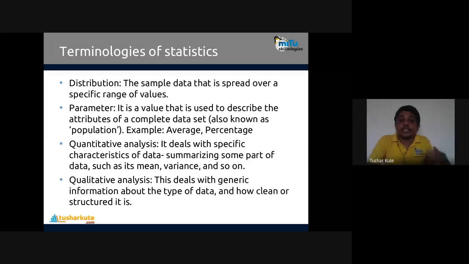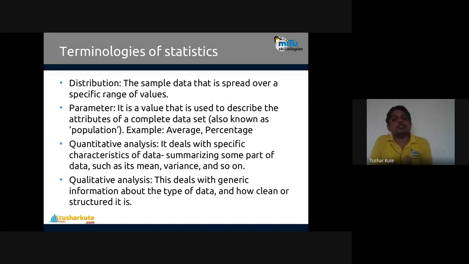Next, quantitative analysis. Quantitative analysis deals with a specific characteristic of data, that is, summarizing some part of the data. We identify the mean of it, variance of it, median, first quartile, second quartile, third quartile. That is called quantitative analysis. Whatever quantity we have, we analyze the data according to the quantities. And second is qualitative analysis.